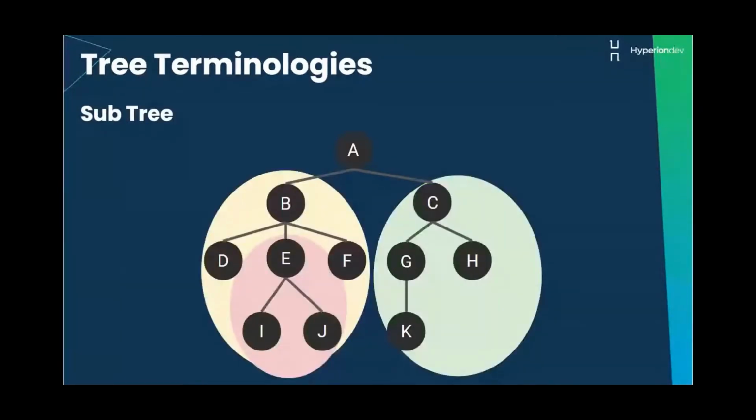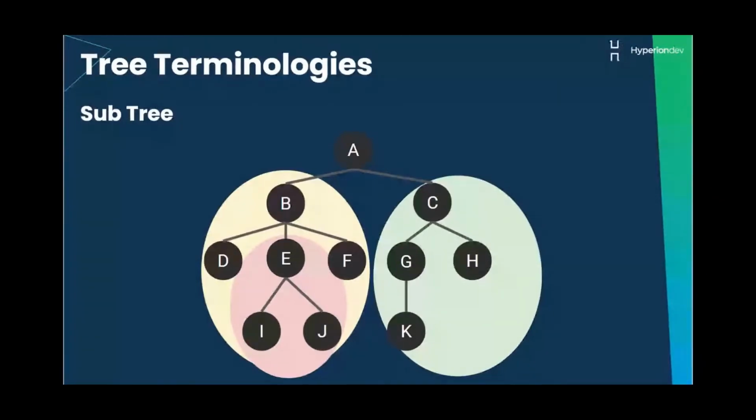Next, we have subtree. In a tree data structure, every child from a node forms a tree recursively. Every child node will form a subtree on its parent node. So you can see over here in this example how subtrees are formed from the parent node.